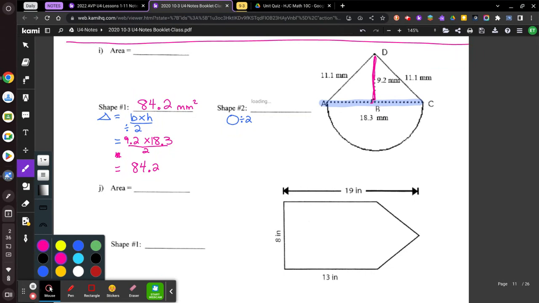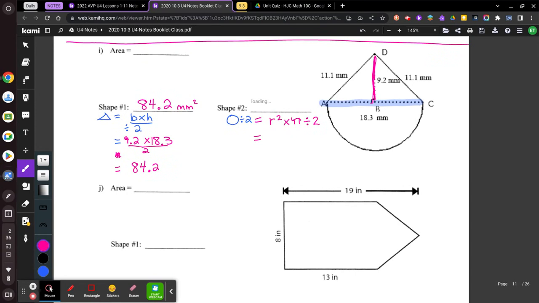Okay, the next one's a half circle. So we're going to take area of a circle, which is r squared times pi. That's how we put it in our calculator. And then we're going to divide by 2. So we're going to go r squared times pi. That's our area of a circle. And then divide by 2 because we only have a half circle.